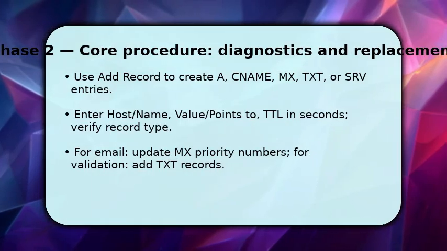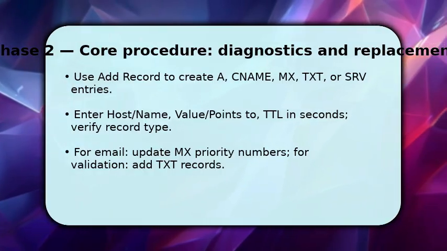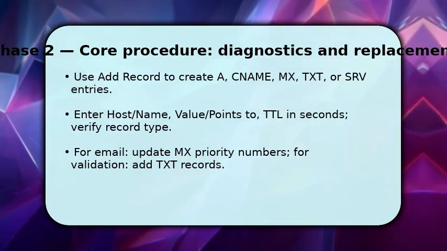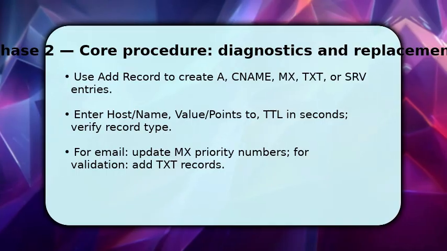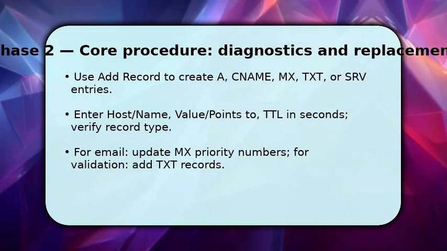Once the zone editor is ready, add or edit records by choosing the correct type, CNAME, MX, TXT, or SRV, and filling host, value, and TTL. You should enter the host exactly as required: @ for root, www for the subdomain.